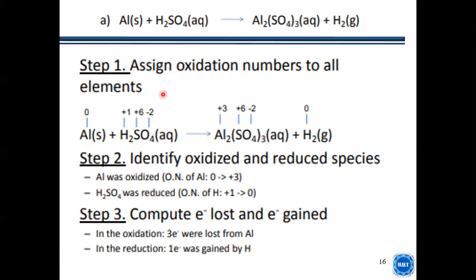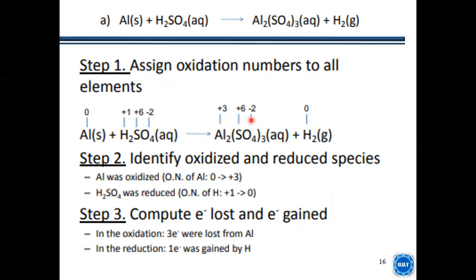The first step is to assign the oxidation number of all the elements. Aluminium is in free state, so it has 0. Hydrogen has +1 as it belongs to group 1. Sulfur has +6, oxygen has -2. When it is a compound, the sum of all the oxidation numbers will be equal to 0. We have to write the oxidation state according to the rules.